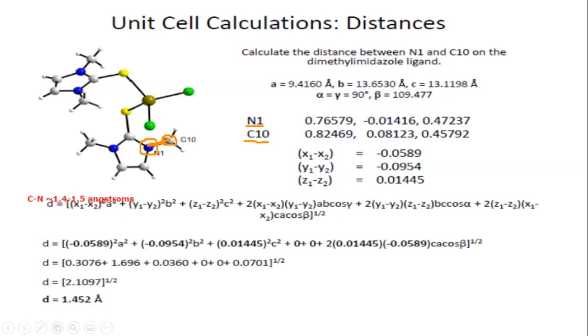And we see that the distance between these 2 points is about 1.452 angstroms, which is in the ballpark of what we predicted the bond distance should be based on our understanding of a carbon-nitrogen single bond. And if you look this up in a crystallographic file, it would tell you the N1 to C10 bond distance would be 1.452 angstroms. So that's how we calculate the distance between two fractional coordinates.